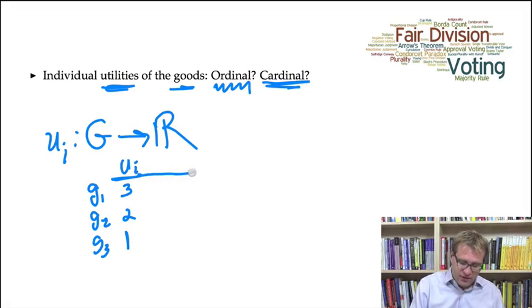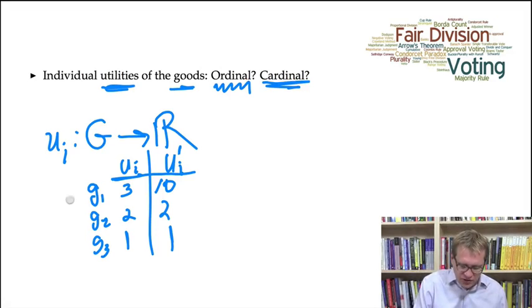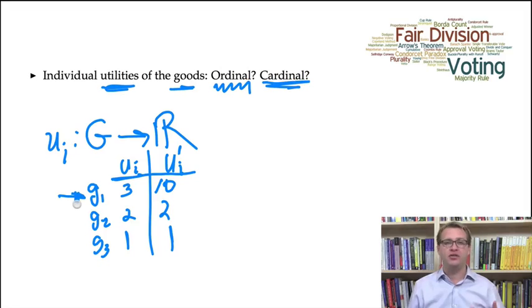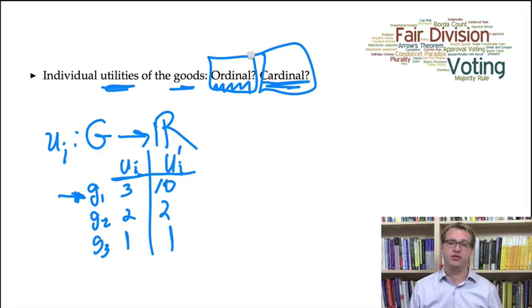The distinction with cardinal information is, suppose that the utility for individual I is something like 10, 2, and 1. Now, these two utility functions, ui and ui prime, represent exactly the same ordinal information. They represent the exact same ordering over the objects, but they represent different cardinal information. In particular, the utility assigned to G1 is much higher than the utility assigned to G2 or G3. So whether or not the difference between these two utility functions matters is an issue of whether or not we're assuming ordinal utility functions or cardinal utility functions.